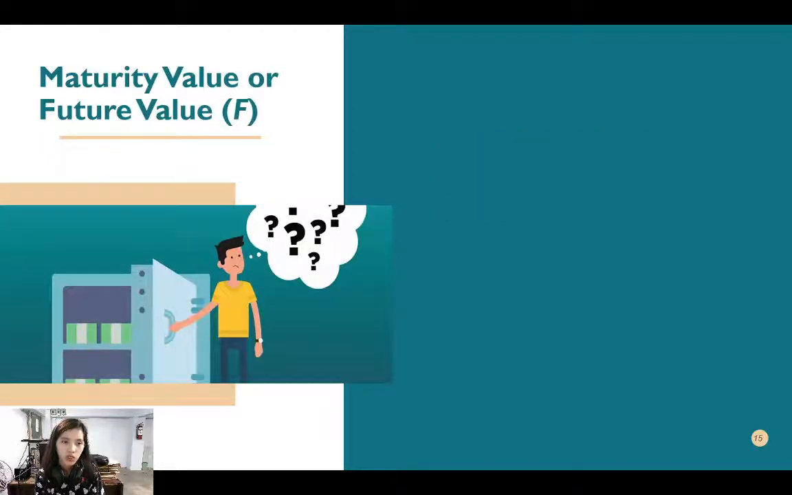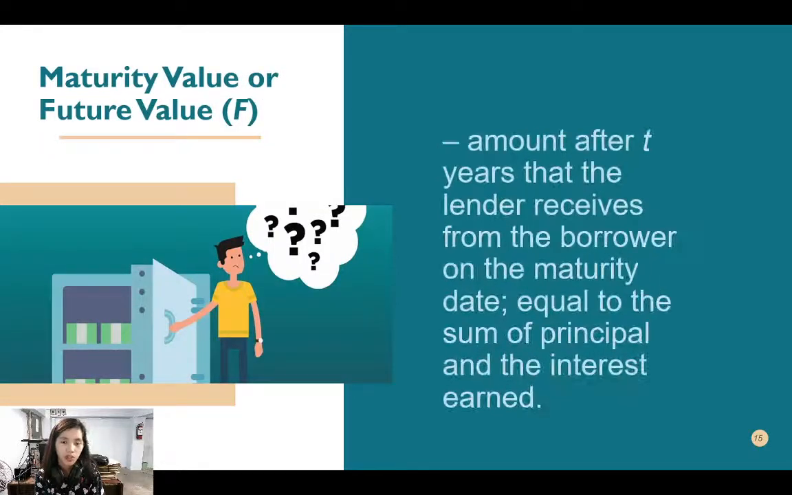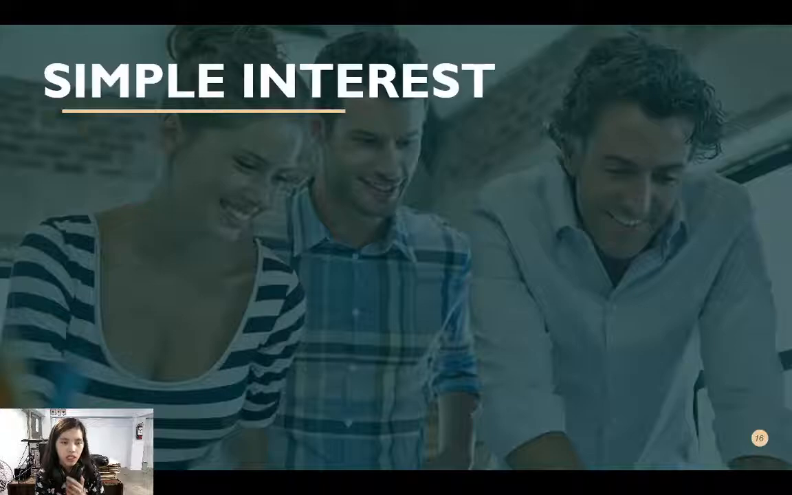Then, maturity value or future value, the amount after the term that the lender receives from the borrower on the maturity date, equal to the sum of the principal and the interest earned. Ito yung subtotal ng pera na kinita mula sa tubo at yung original na perang pinahiram ng lender. Now, let's talk about simple interest more.